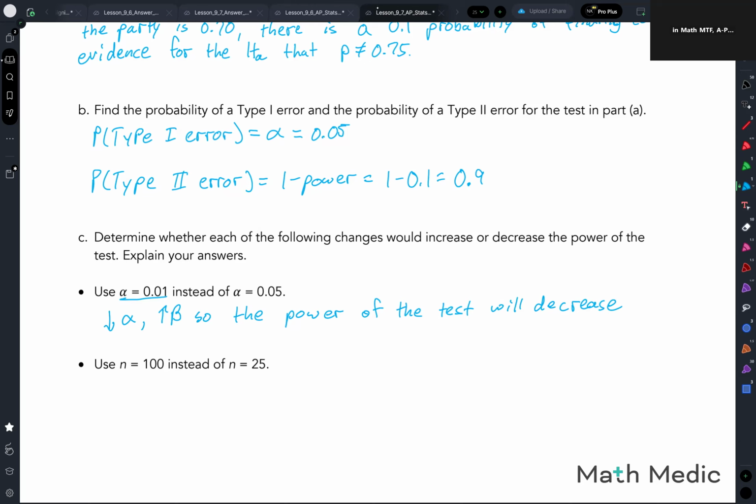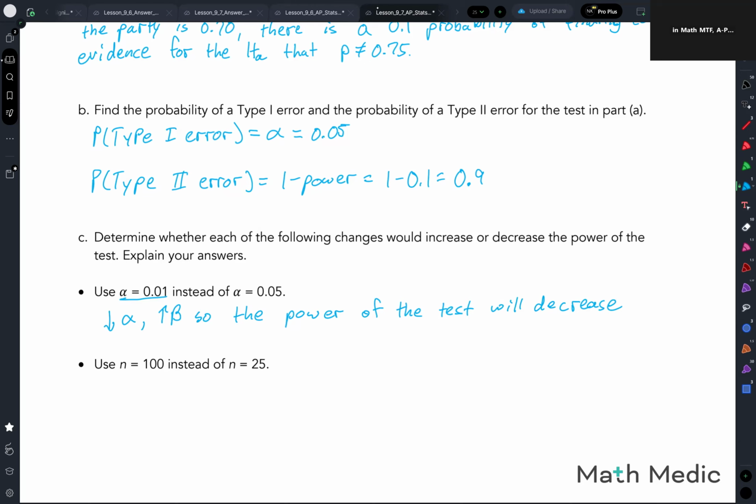However, what you really need to understand is what's going to happen to the power of the test if we change alpha, because that's important, right? You're going to need to know what happens to the power of the test if I change the sample size, things like that. So just keep that in mind.